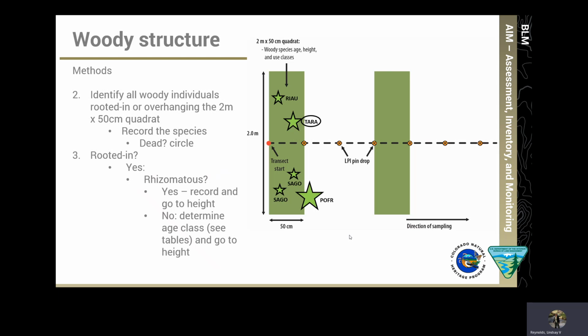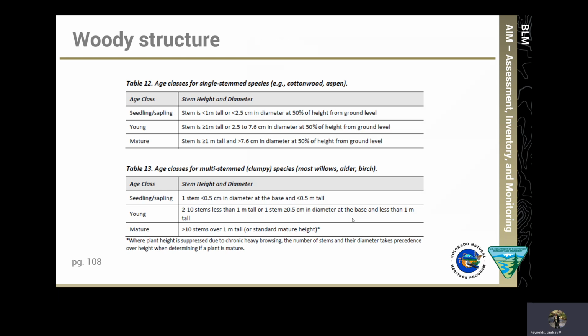Now, moving down the quadrat in this example, we go to the dead Tamarisk. It's not rhizomatous, so then we will need to determine the age class for that individual. And the same with the 2 Salix. They're both rooted in, and they are not rhizomatous, so we will determine their age classes. To determine the age class for each individual, you'll need to look at Table 12 and Table 13 on page 108. Table 12 is for single stem species such as Salix goodingii or cottonwood, aspen.